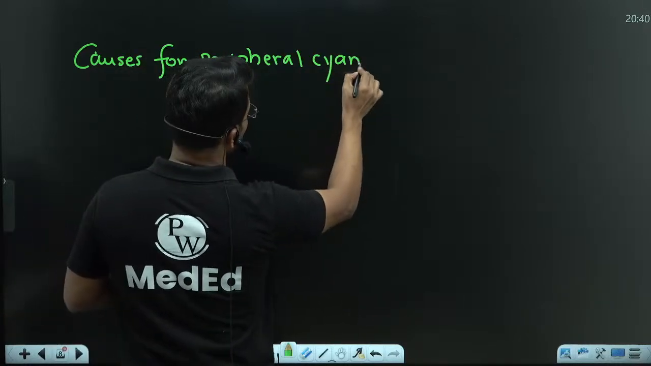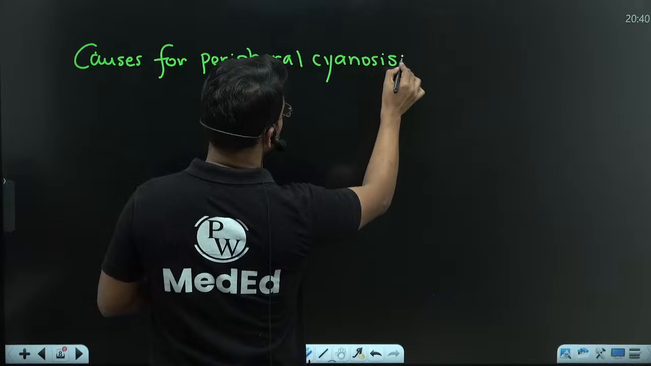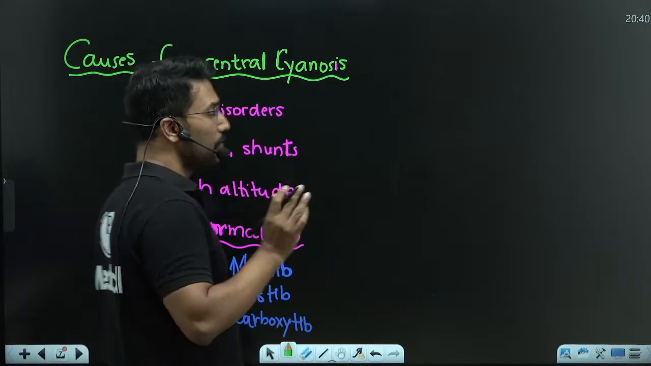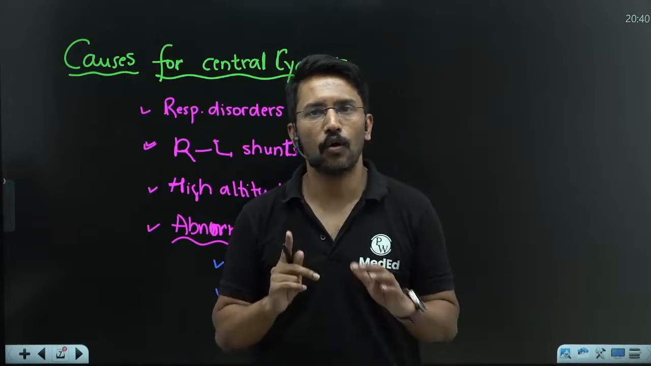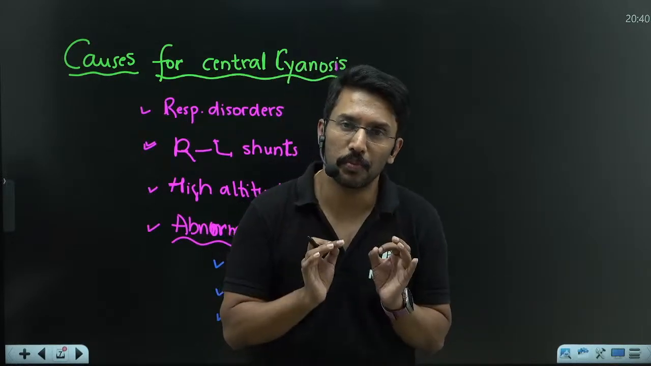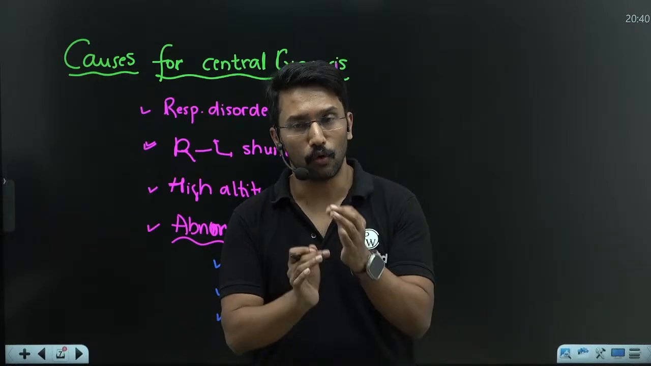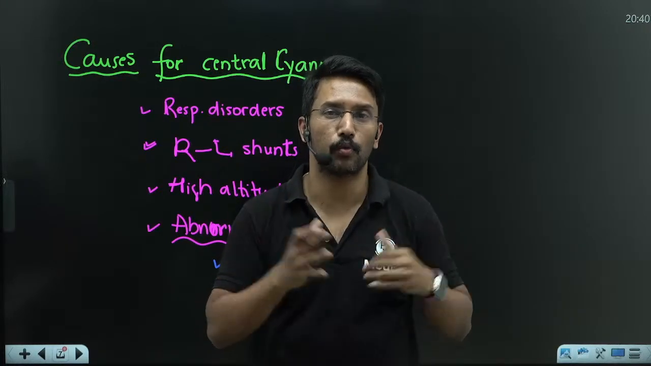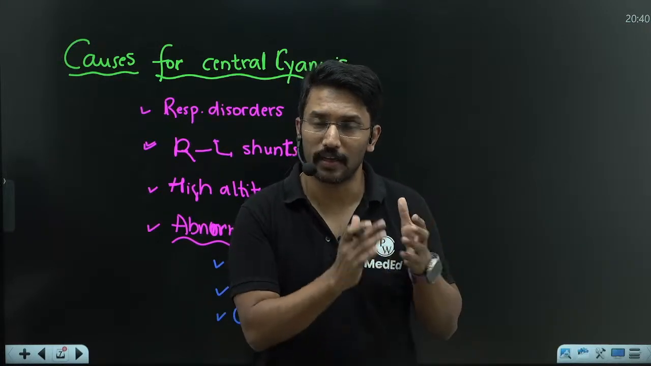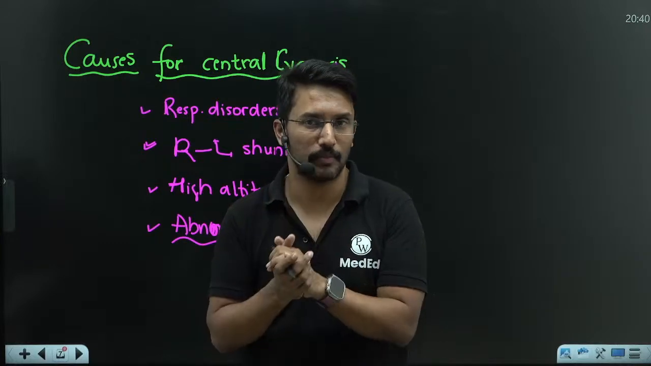And I will also tell you what should be your answer whenever examiners ask you to name causes for central cyanosis. What should be your first answer? According to me, the first answer should be COPD because that is the most common cause for cyanosis in today's practice. And you know that COPD has two components. One of them is called chronic bronchitis. The other one is called emphysema, right?